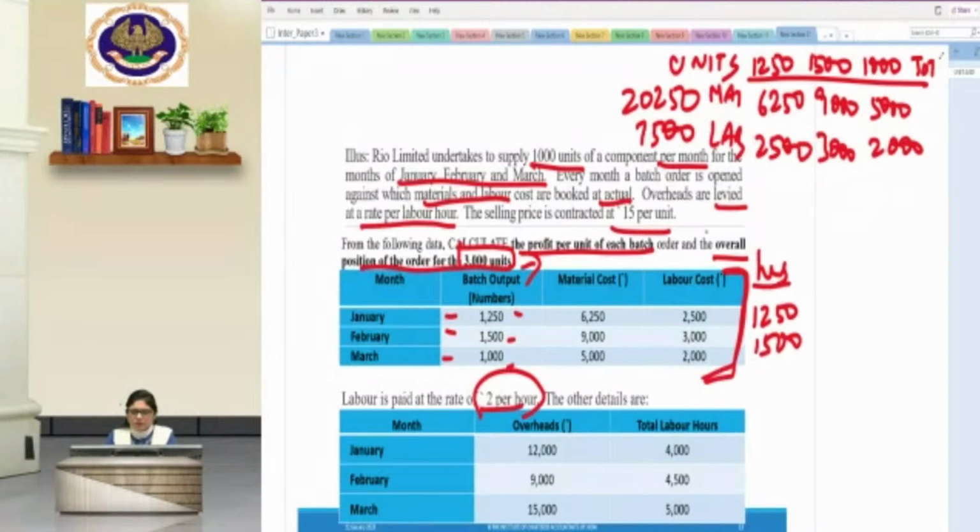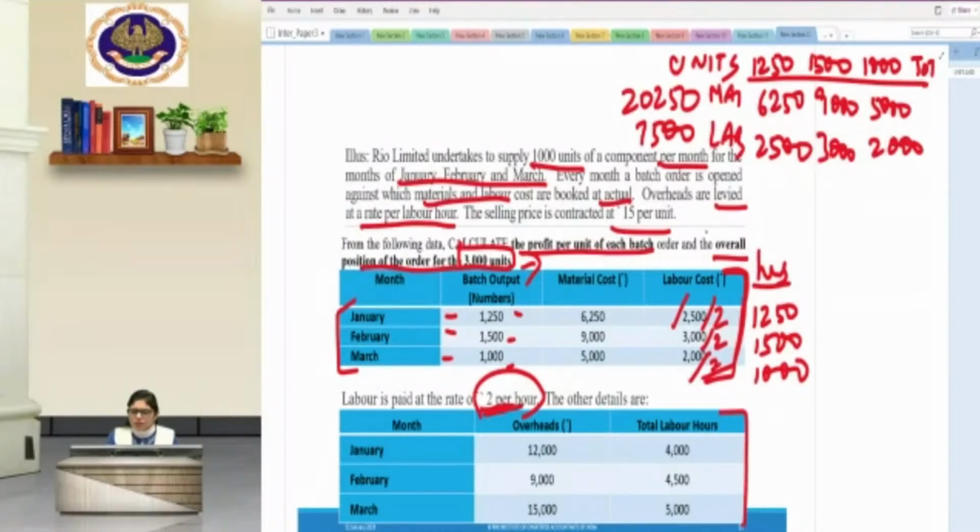How are we going to do it? 2 per hour and labor cost is given. 2,500 divided by 2. 3,000 divided by 2, 2,000 divided by 2. So these are the labor hours for these 3 months for this particular batch. These are the labor hours which were used to produce the units of this particular batch for January, February, and March.